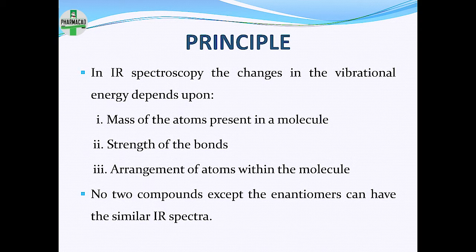This is a unique trait of IR spectroscopy. No two compounds will have similar IR spectra until and unless those compounds are enantiomers of each other. So only compounds which are enantiomers will have similar IR spectra. Other than that, every molecule will have its own unique IR spectra.